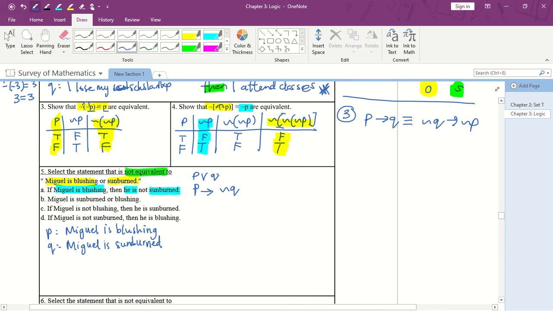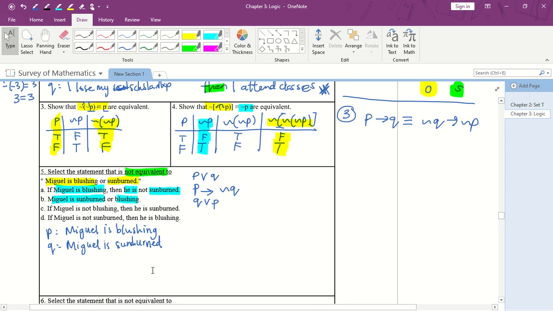Okay? And let's look at the next one. Miguel is sunburned or blushing? So we know that it's just changing the position. Sunburn is Q, blushing is P. So B is Q or P.